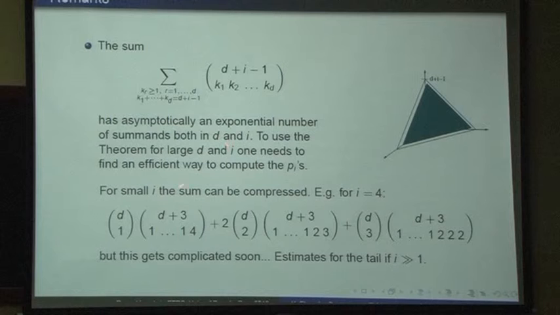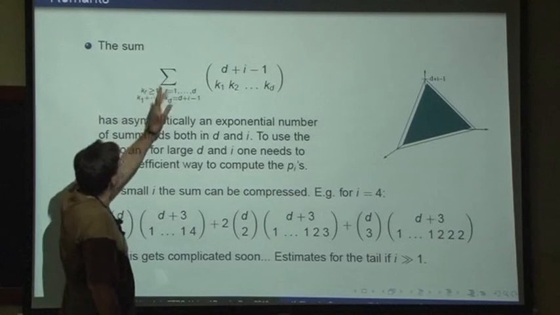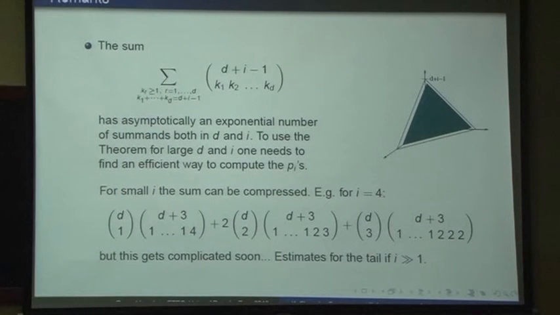But for low values of I, using combinatorial identities, you can simplify the summation. When D is much larger, you have both approximations.